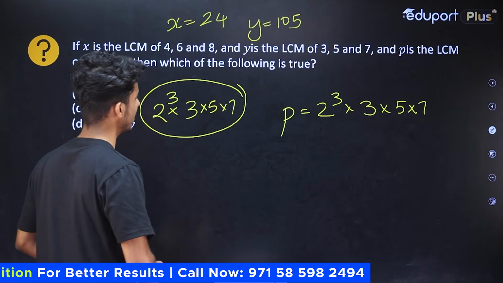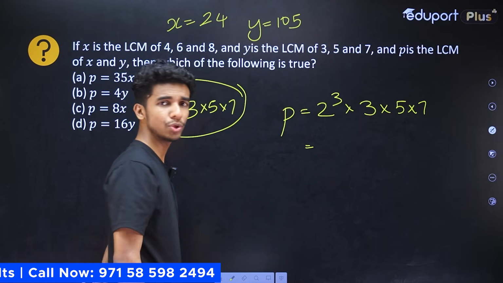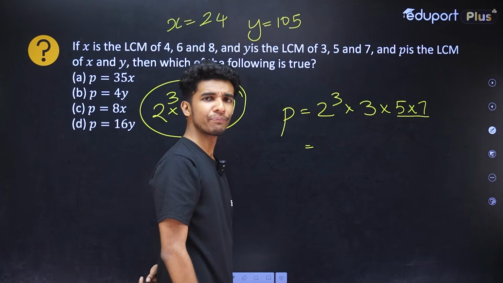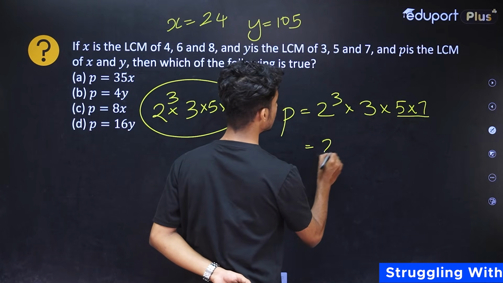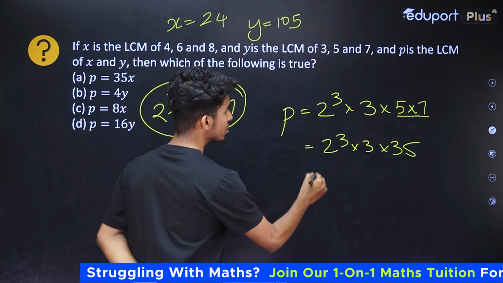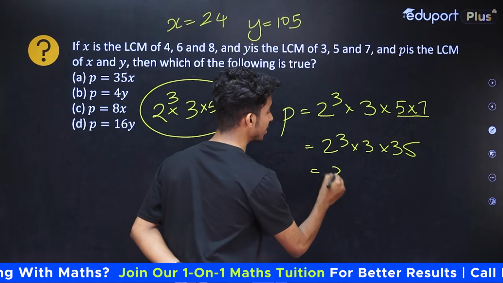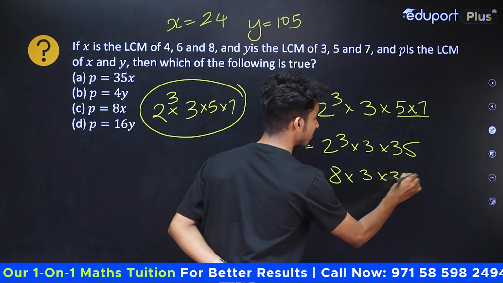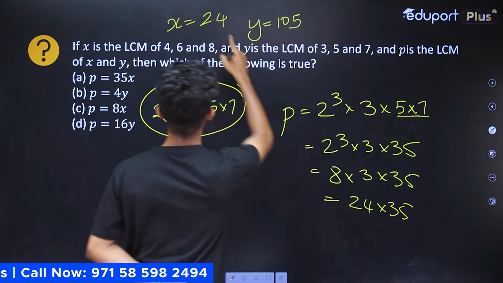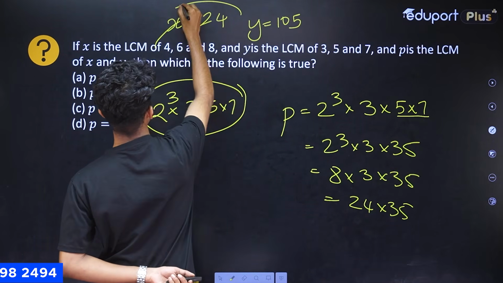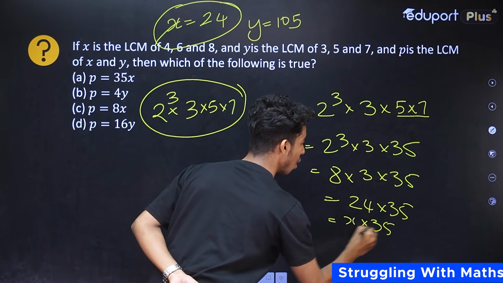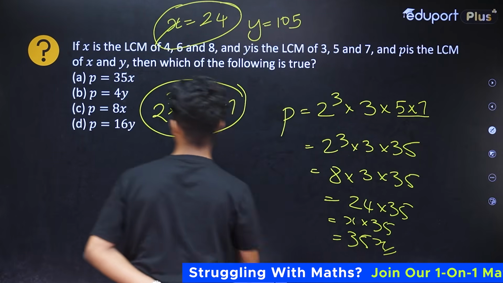P can be written as 2 cube into 3. So students, what is 7 into 5, or like 5 into 7? It is 2 cube into 3 into 35. So 2 cube is 8 into 3 into 35. 8 into 3 is 24 into 35. 24 is none other than x, the value of x. So x into 35, or 35x. It is our first option.